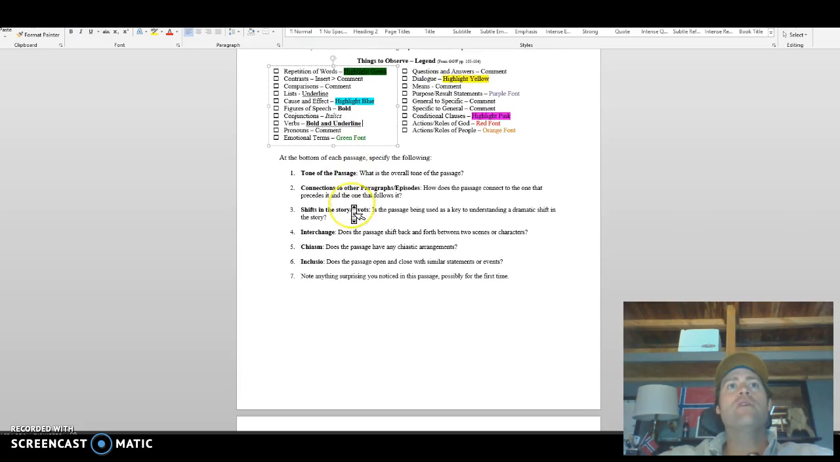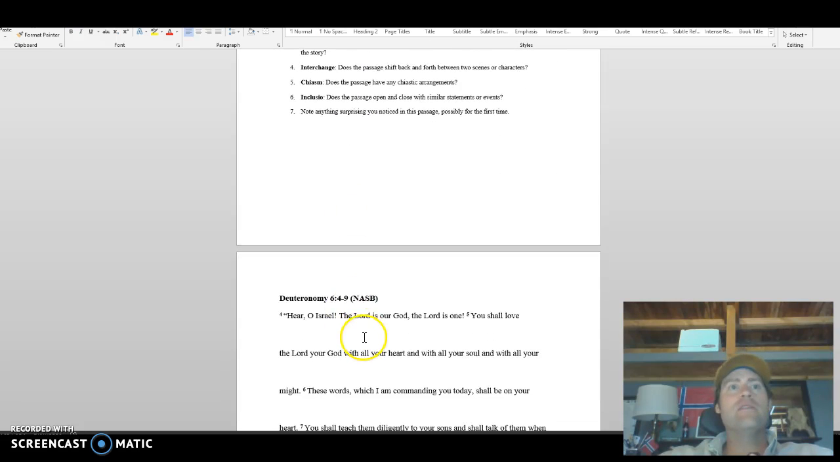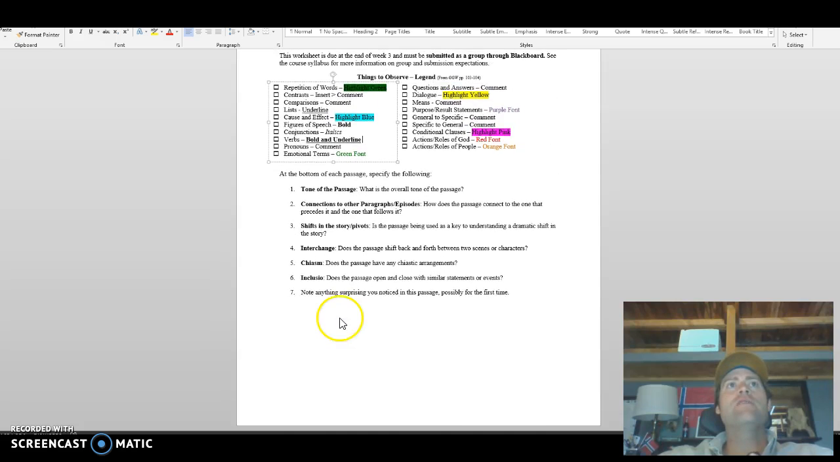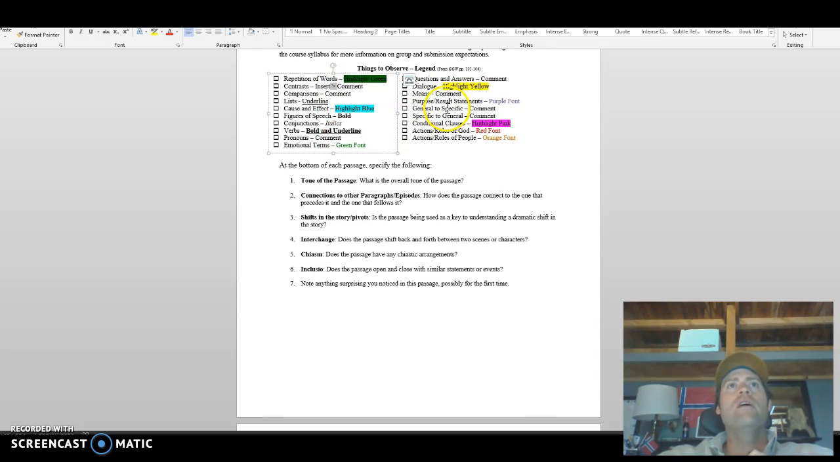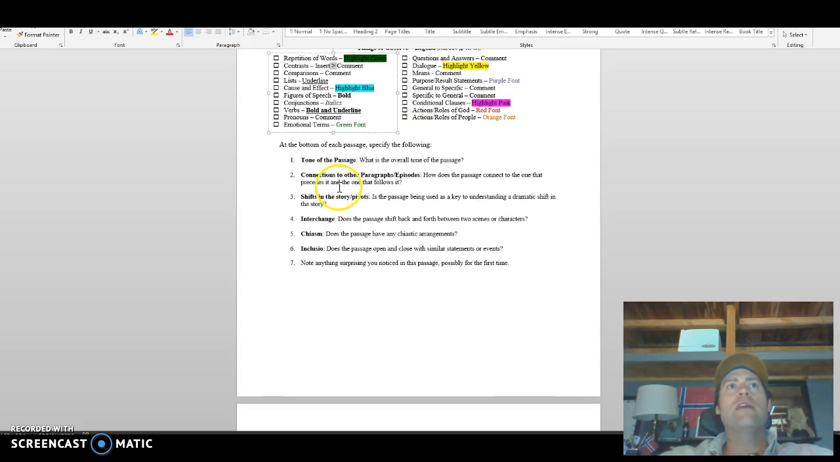So when you go through the passage that we put in there for you, if you find repetition of words, you would highlight in green. If you find cause and effect, highlight in blue. If you see lists, underline them. Comparisons, you comment. Yes, you see, you put that little thing. I think that's pretty self-explanatory. The legend is right there for you.